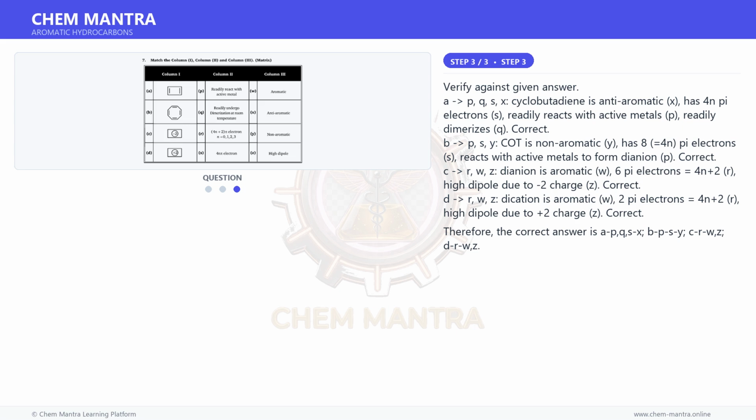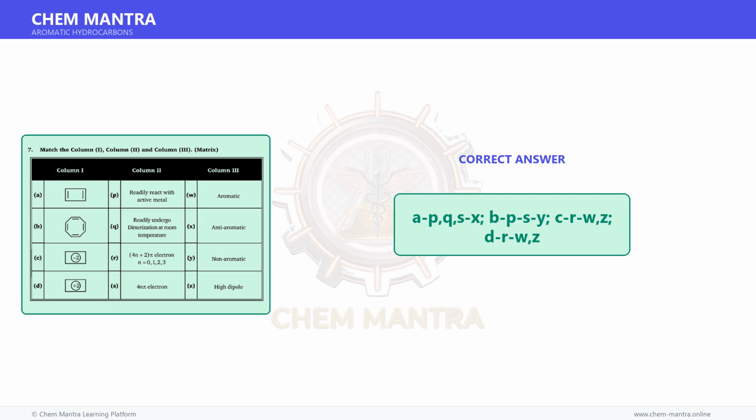Correct. Therefore, the correct answer is A: P, Q, S, X; B: P, S, Y; C: R, W, Z; D: R, W, Z. The correct answer is shown on screen.